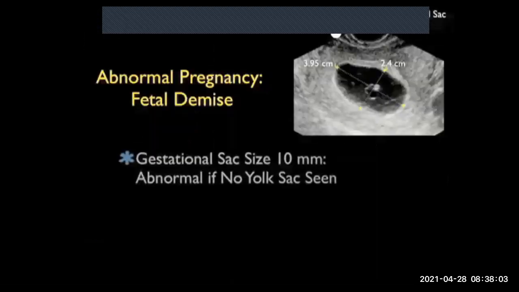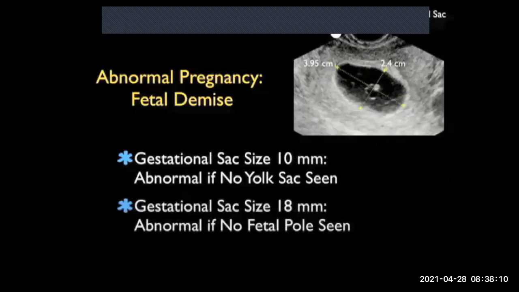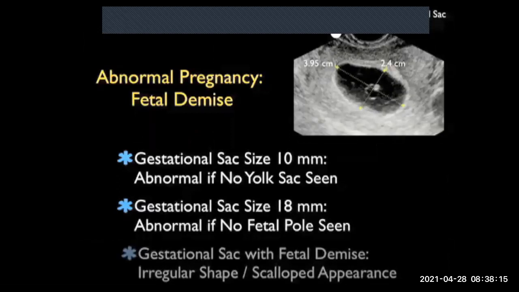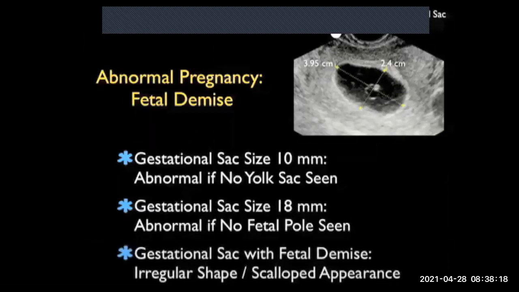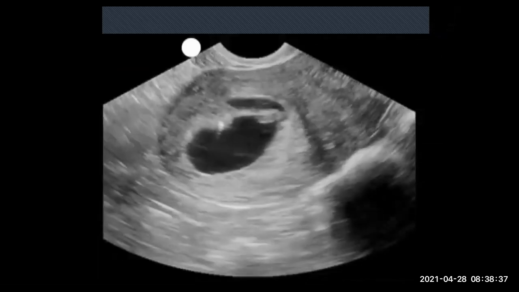While fortunately most pregnancies have a successful outcome, unfortunately there are going to be some abnormal pregnancies that we'll see in the emergency department consistent with fetal demise. Some of the measurements we'll use to determine abnormal pregnancy with fetal demise is a very large gestational sac greater than 10 millimeters if no yolk sac is seen. Once the gestational sac is greater than 18 millimeters, we should see a fetal pole, or else this is an abnormal pregnancy. And many times the gestational sac in an abnormal pregnancy will have an irregular shape with a scallop-type appearance to it. Here's video from an abnormal pregnancy.